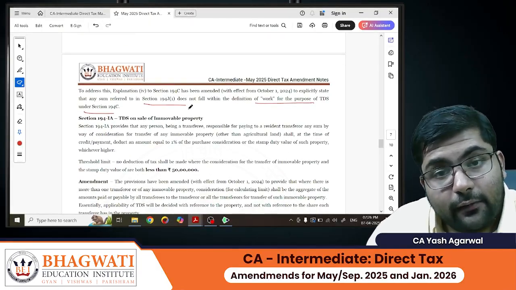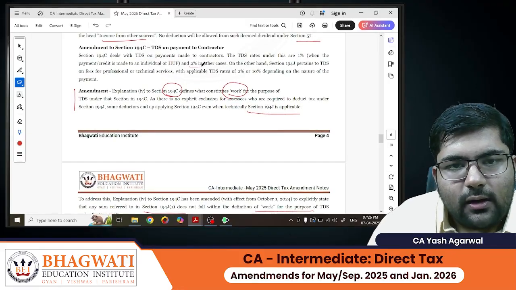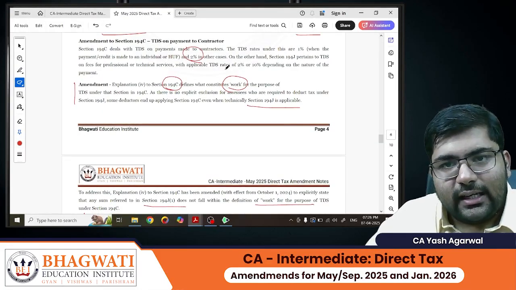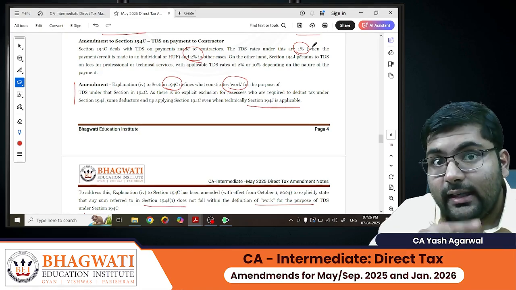Okay, some SSCs prefer to get the TDS deducted under section 194C because it has a lower rate. 194J in general has a higher rate. In general, rates are different. In general, it has a higher rate.